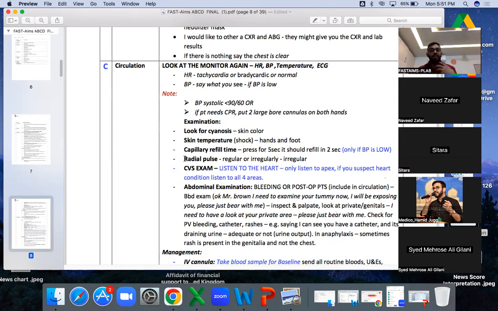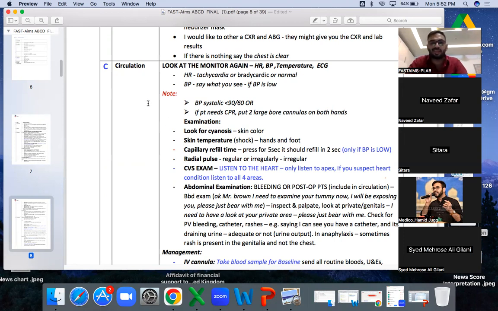And then you will be doing the CVS examination, where you just pick your stethoscope and listen for the murmur at the apex of the heart, not four areas. Just go to the four areas if you suspect that it is a cardiac case, for example heart failure. Otherwise, you will just go to the apex and listen for the murmur, because we have to save our time.